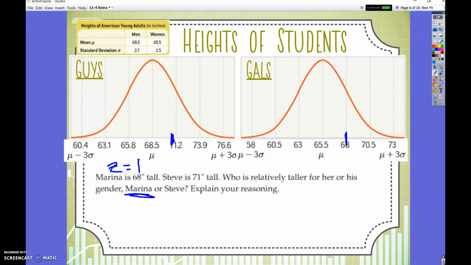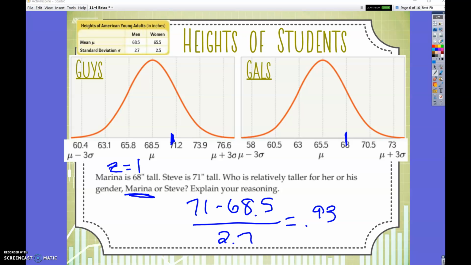For Steve, just to verify, I took his height and subtracted the average and found he was just off the mean and divided it into 2.7 inches because remember, that's what every one of these little bars is worth. And he is 0.93. That's his z-score. He is not quite as far from the mean as Marina is, so she would be taller for her gender.